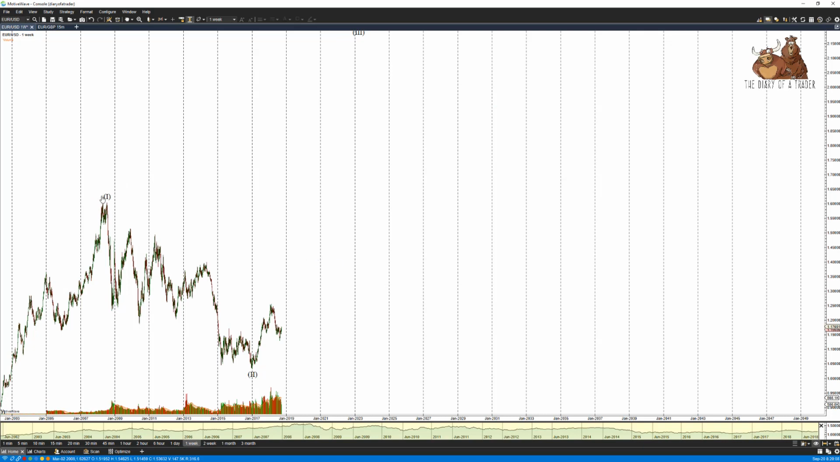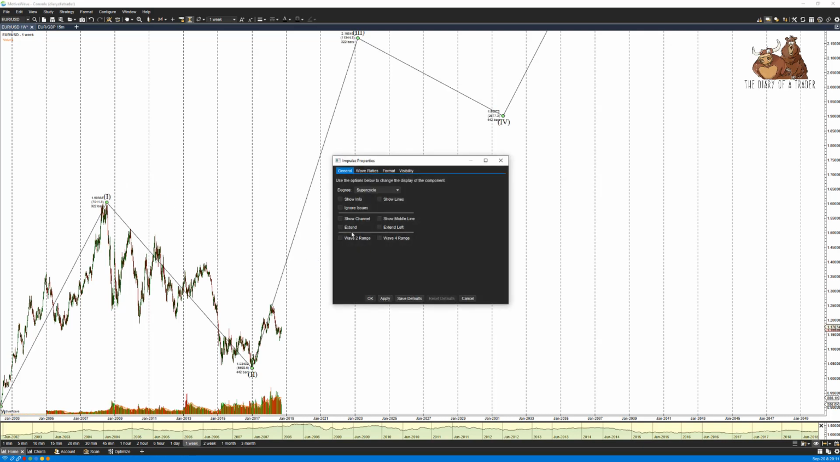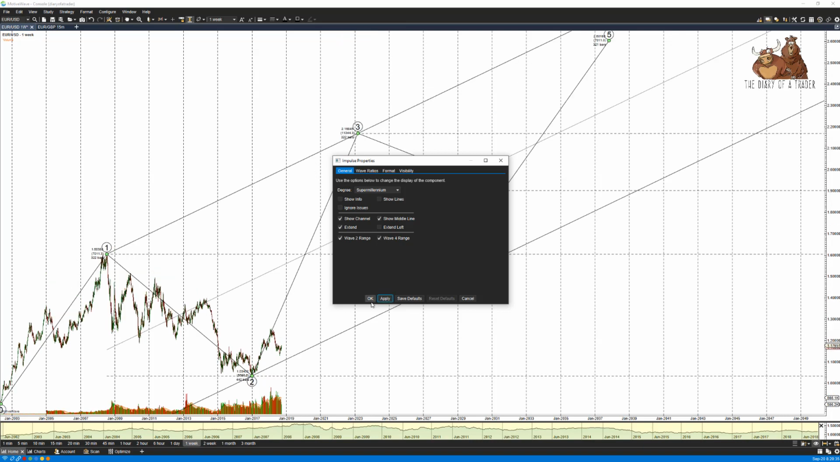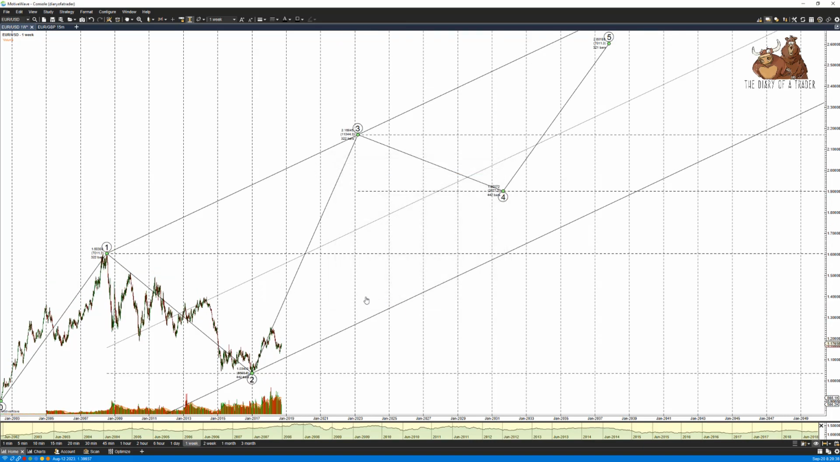Now, if I right click, they come off here with the screen, but you can double click on it and we can adjust the settings to show the channel, extend it, show the middle line, call it the super millennium wave ratios. We can put a whole lot of data, like what is the ratio between the first impulse and the first corrective. There's a whole slew of things that we can put on our screen here. And I mean, this is a pretty fantastic tool, folks. There's no other software that has this auto Elliott wave.